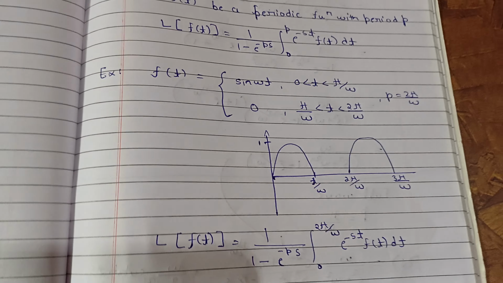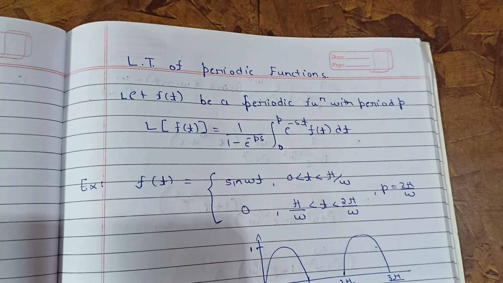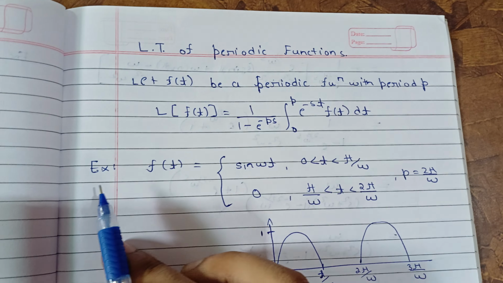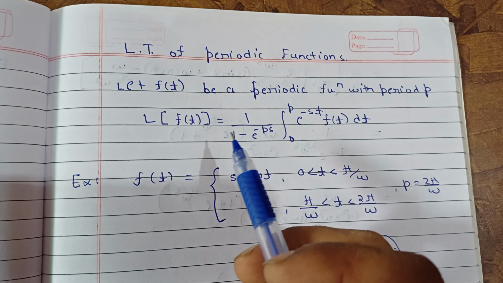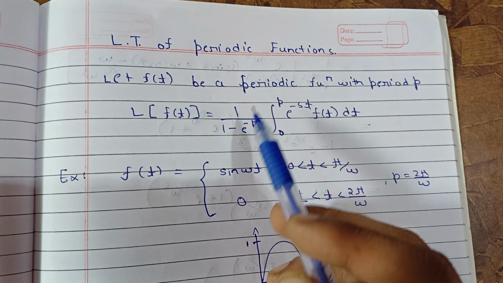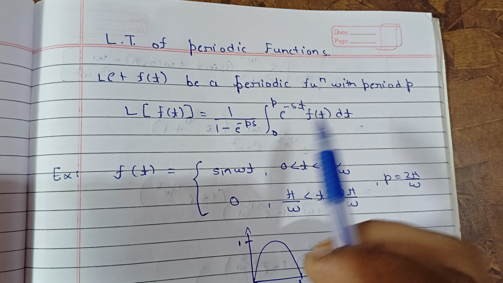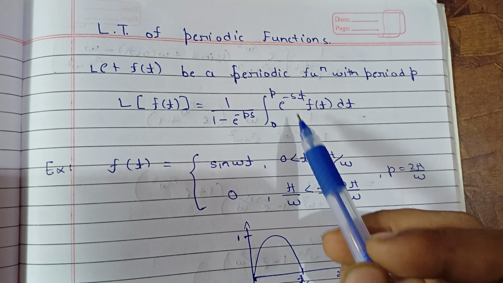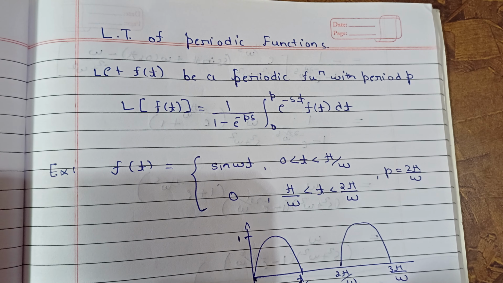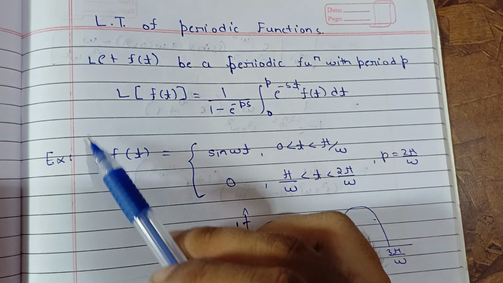Now there is one more thing remaining here, that is the Laplace transform of a periodic function. If f(t) is some periodic function, then how can you find the Laplace transform of that function? So L{f(t)} is nothing but 1 upon 1 minus exponential of minus ps, where p is the period, times the integral from 0 to p of exponential minus st f(t) dt. This is the formula you must remember. So let's take an example.